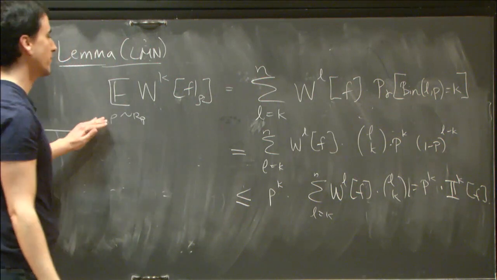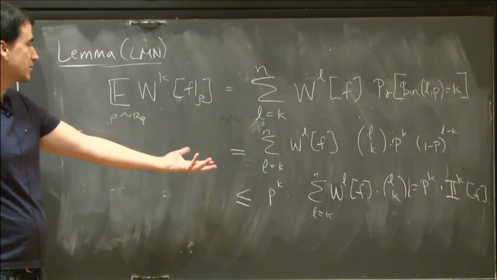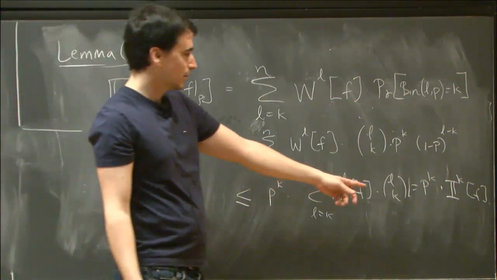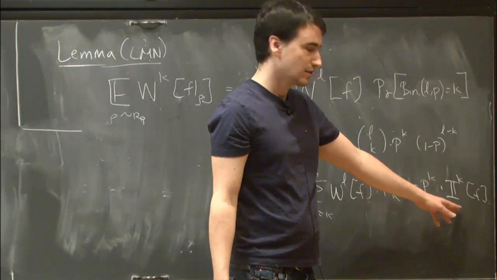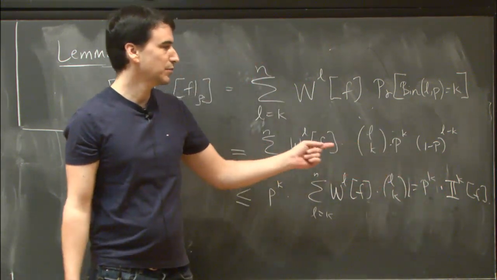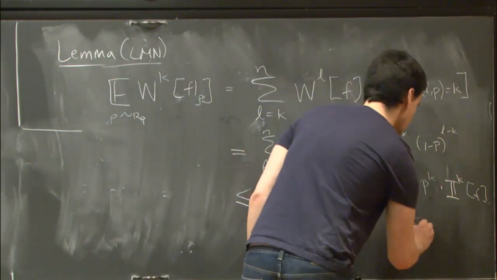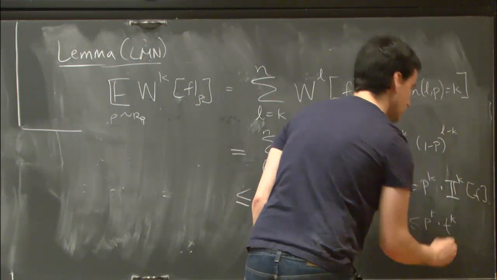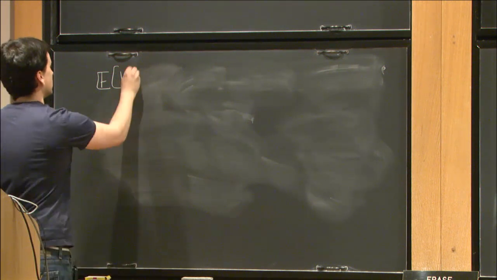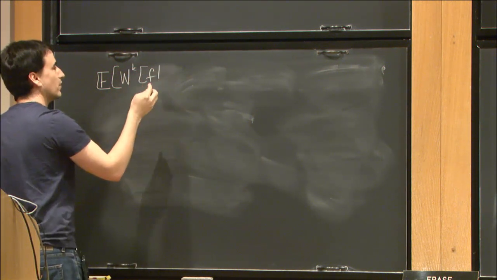So just by this lemma of Linial, Mansour and Nisan, we get a very nice upper bound for the expected weight at level K. We get that it is P to the K times the kth influence, the kth moment. And if we assume the MBT, then this is at most P to the K, T to the K, right? This is exactly the assumption that we had. However, we said something about the degree, not about this thing. So we need another thing. We need a lower bound on this quantity that involves a degree.